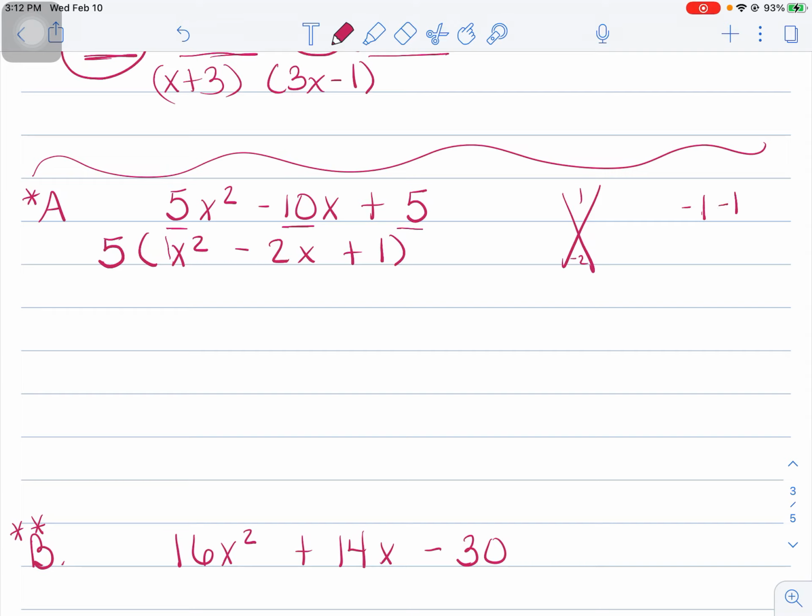So I have to have a negative and a negative. A negative gets me a negative, and when we multiply them, it gets us back to a positive 1. So I know that's a good choice there.